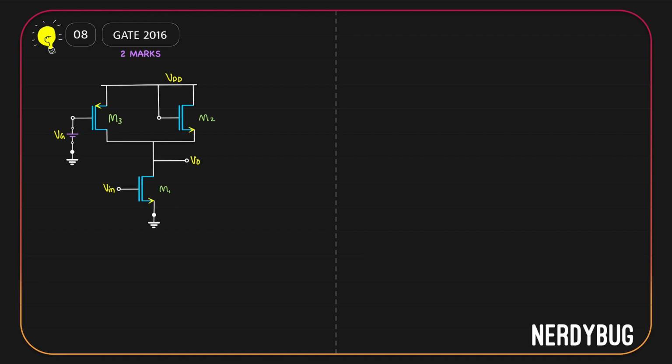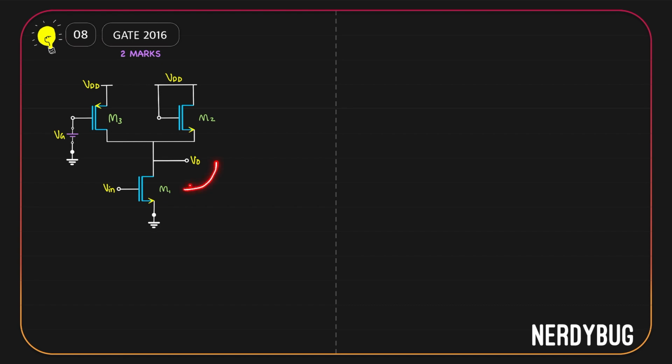First, let us give VDD separately to M2 and M3 so that we can consider them as separate modules. Now, we already said M2 is a diode connected MOSFET and channel length modulation is included. So it can be modeled as a resistor whose resistance is 1 by gm2 parallel to RO2.